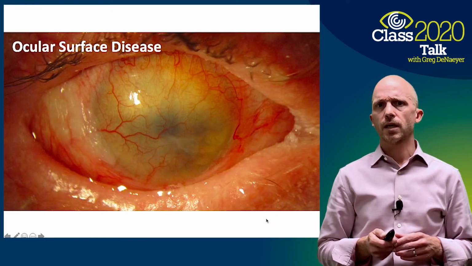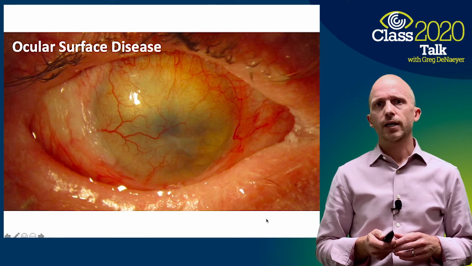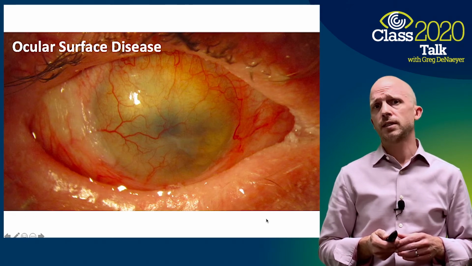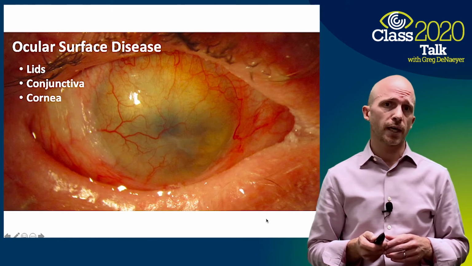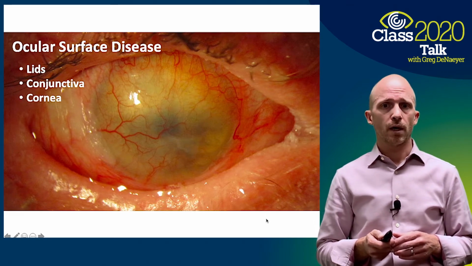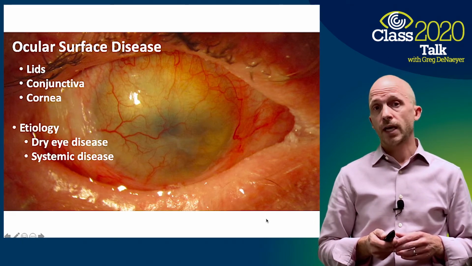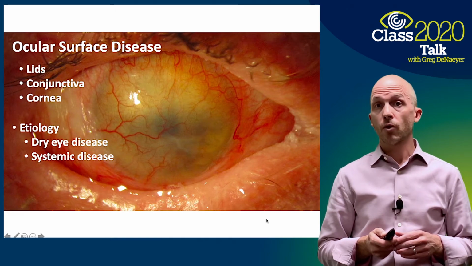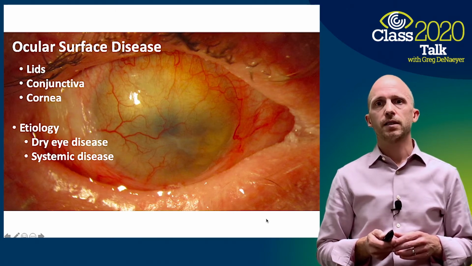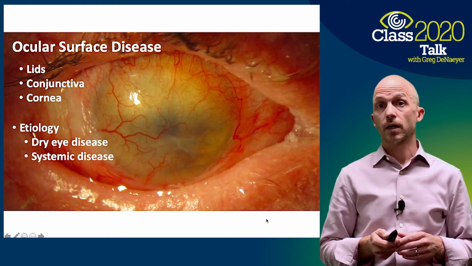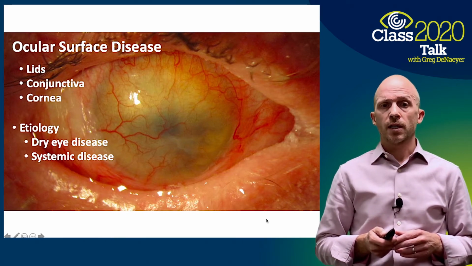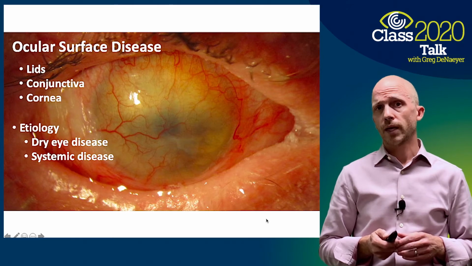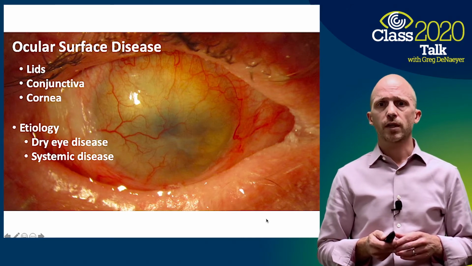What exactly is ocular surface disease? Ocular surface disease is a disease process that can significantly affect the lids, conjunctiva, and the cornea of our patients. The etiology is mostly from dry eye disease, and not just mild dry eye disease, but very severe dry eye disease. Systemic disease can also play a role, as you will see throughout this lecture.